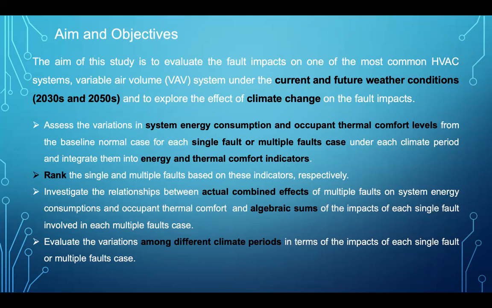Third, it also needs to study the relationships between actual combined effects of multiple faults on system energy and thermal comfort, and algebraic sums of these impacts of each single fault involved in each multiple faults case. Lastly, it also needs to assess the variations among different climate periods in terms of system energy and thermal comfort.